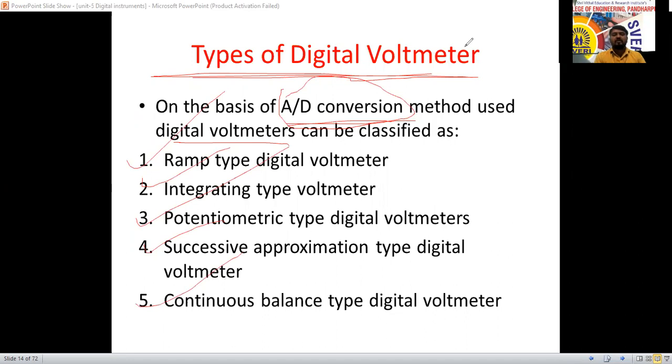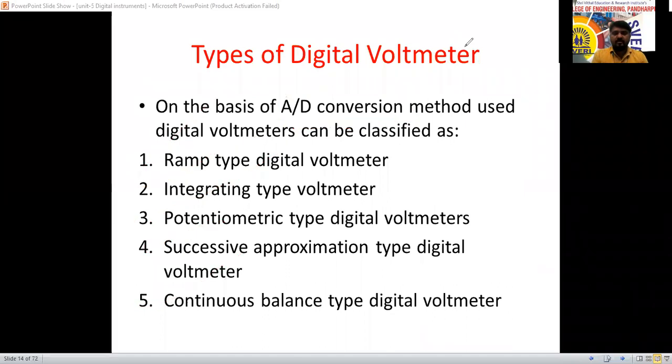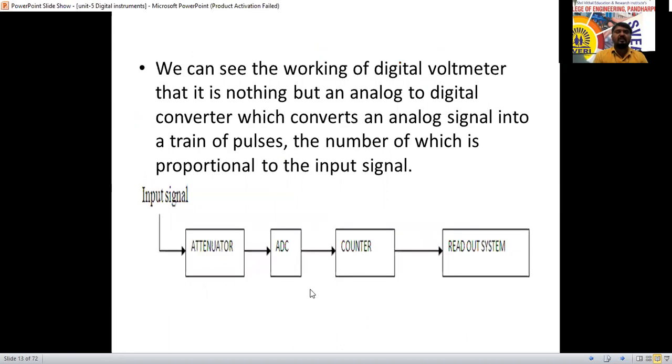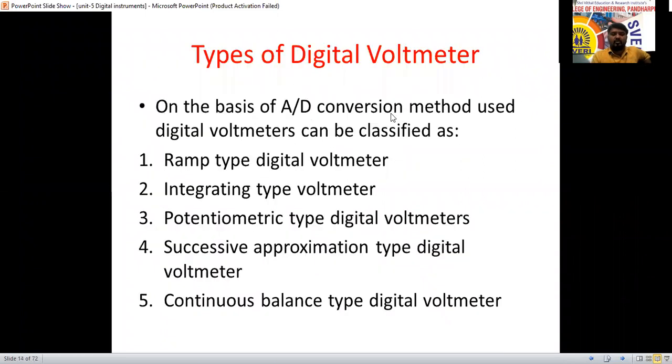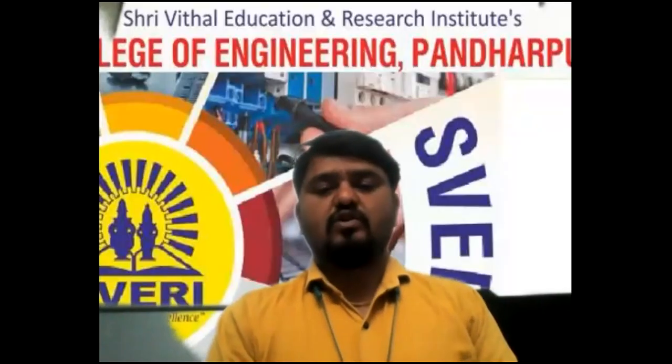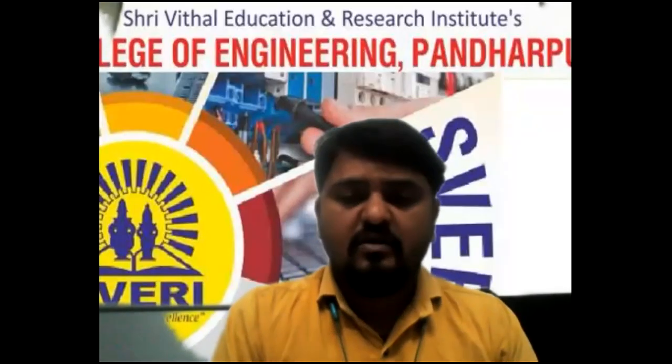We will discuss these in tomorrow's class. This is a very easy chapter. The operation of all the 5 types is the same, but the type depends on the analog to digital circuit, so we are going to concentrate on that for all 5 types. Okay, we'll stop here and continue in the next class.